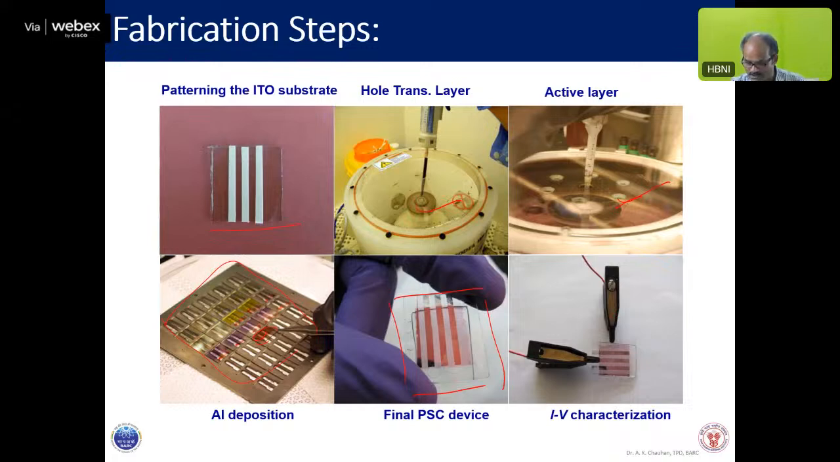And then for IV characterization, you have to make one contact at the top, one contact at the bottom. So this is one strip, this is another strip you connected here. So actually, this time you will be measuring this device.